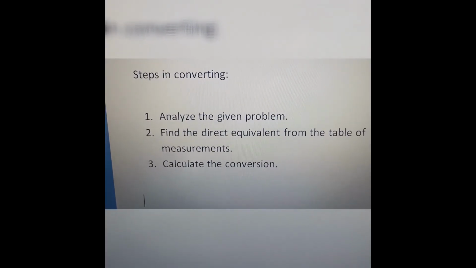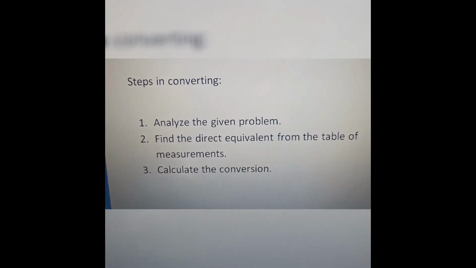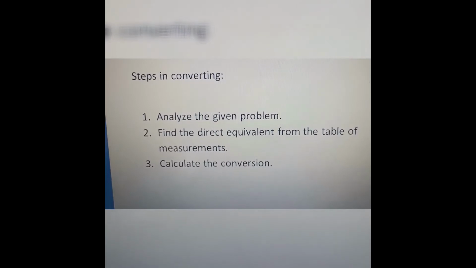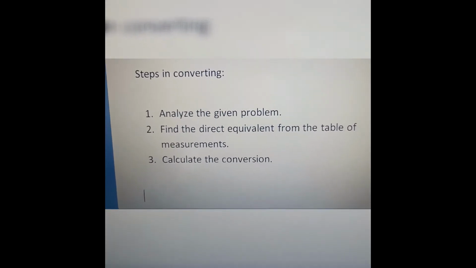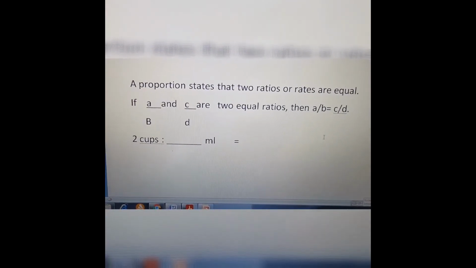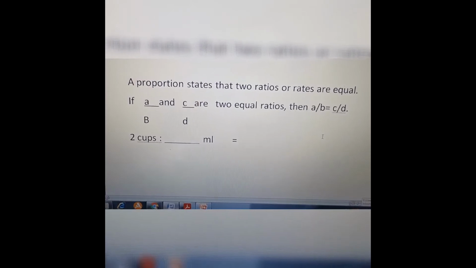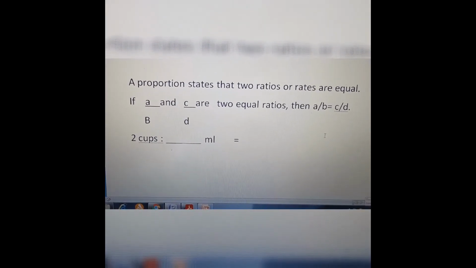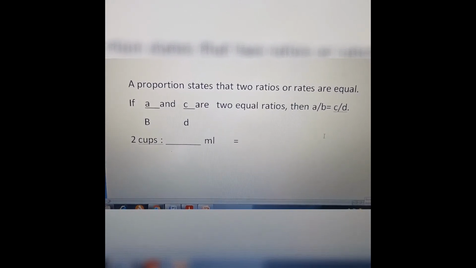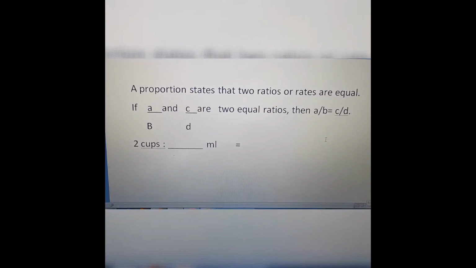Converting will be done through the following steps. First, analyze the given problem. Second, find the direct equivalent from the table of measurements. Third, calculate the conversion. Calculations can be done using ratio and proportion. In proportion, it states that two ratios or rates are equal. If A over B and C over D are two equal ratios, then A over B is equal to C over D.